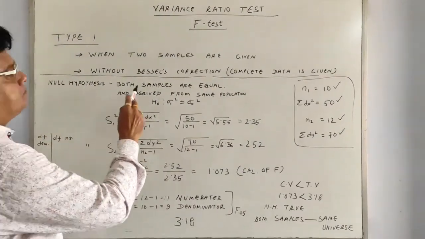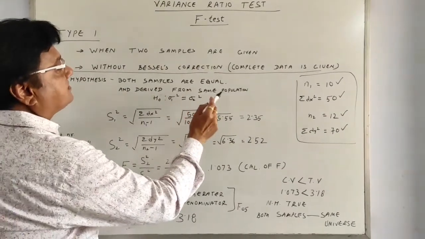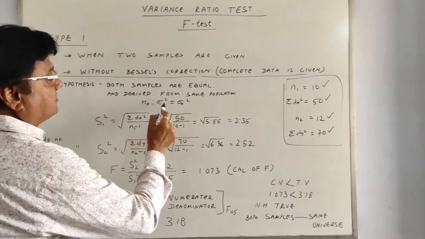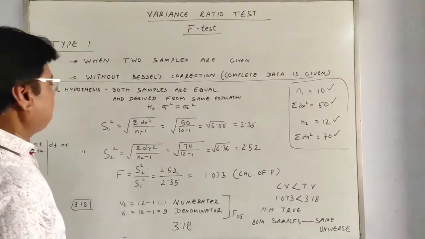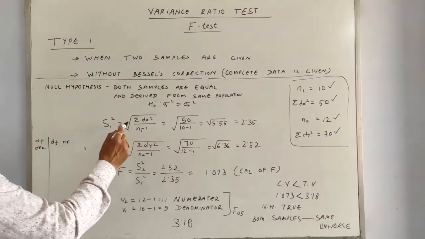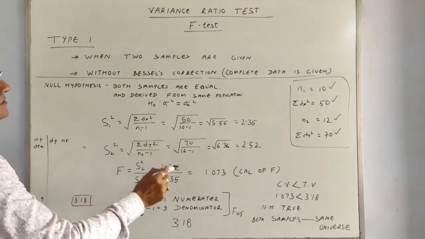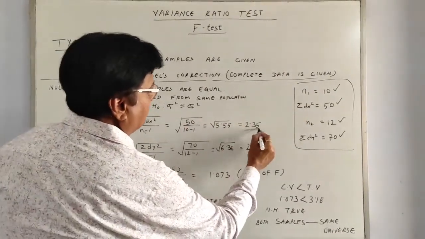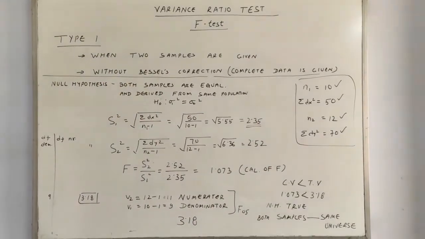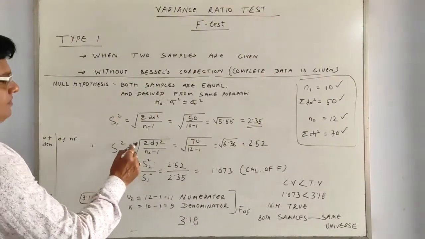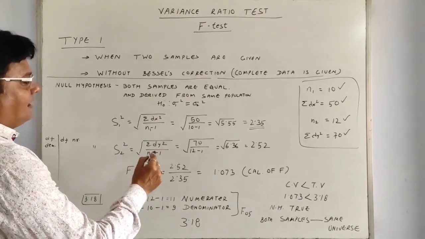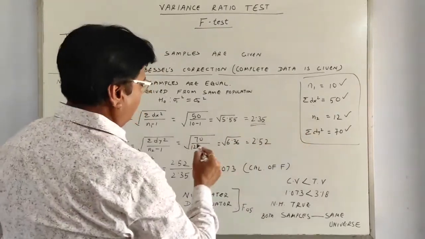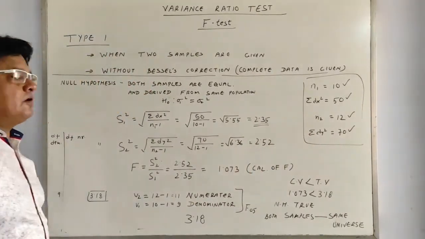Our null hypothesis is both samples are equal and derived from the same population. That can be denoted as H0: standard deviation 1 square equals standard deviation 2 square. Now s1 square will be sigma dx square by n1 minus 1. Sigma dx square we know, n1 also we know, and on the basis of calculation we have got 2.35 as s1 square. s2 square will be sigma dy square by n2 minus 1. Sigma dy square we know is 70, n2 we know is 12, 12 minus 1, that comes to 2.52.